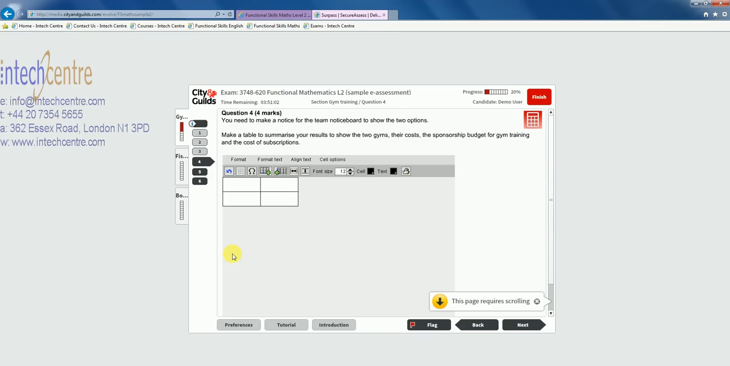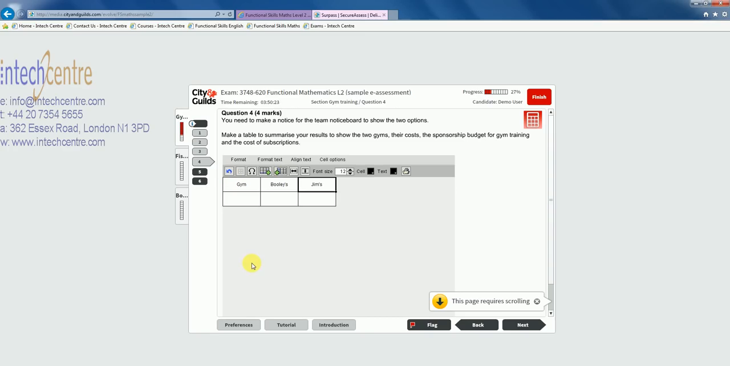So I've made a note of my answers, so I'm now going to make sure I've met all the criteria. So it's to show the 2 options, so that's the 2 gyms. Make a table to summarize your results to show the 2 gyms, their costs, the sponsorship budget, and the cost of subscriptions. So I could possibly have 3 columns. I could put the gym here, so this meets this criteria, and then I have gyms. Okay, so to add a column, you just press on this one. Okay, and if you want to undo the last action here.